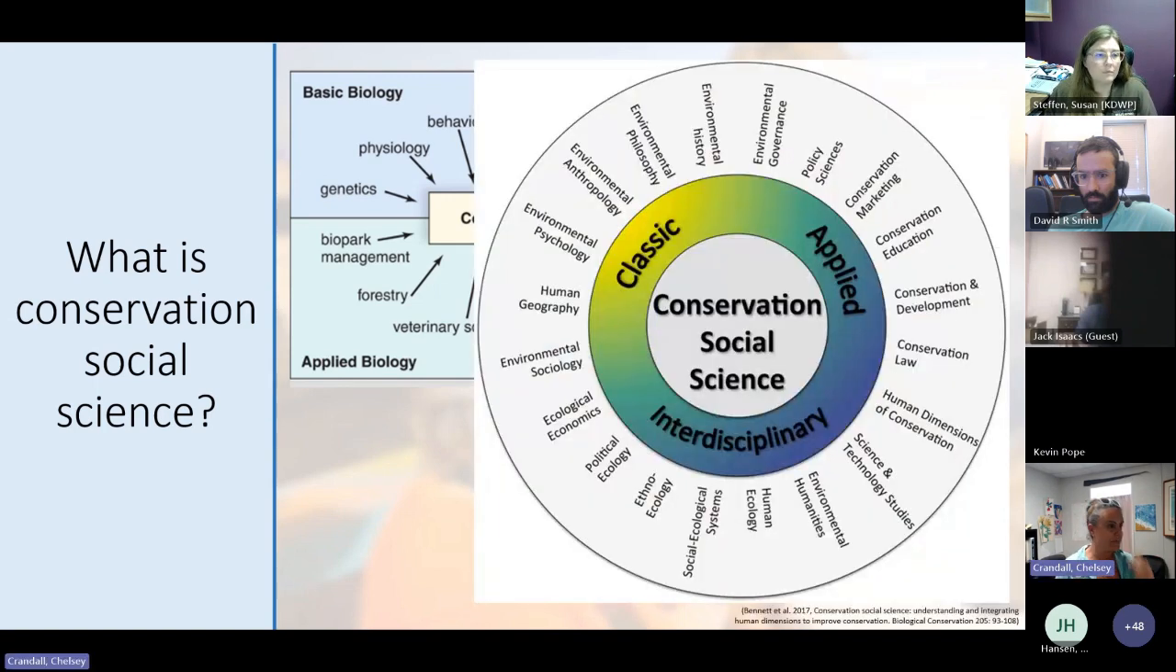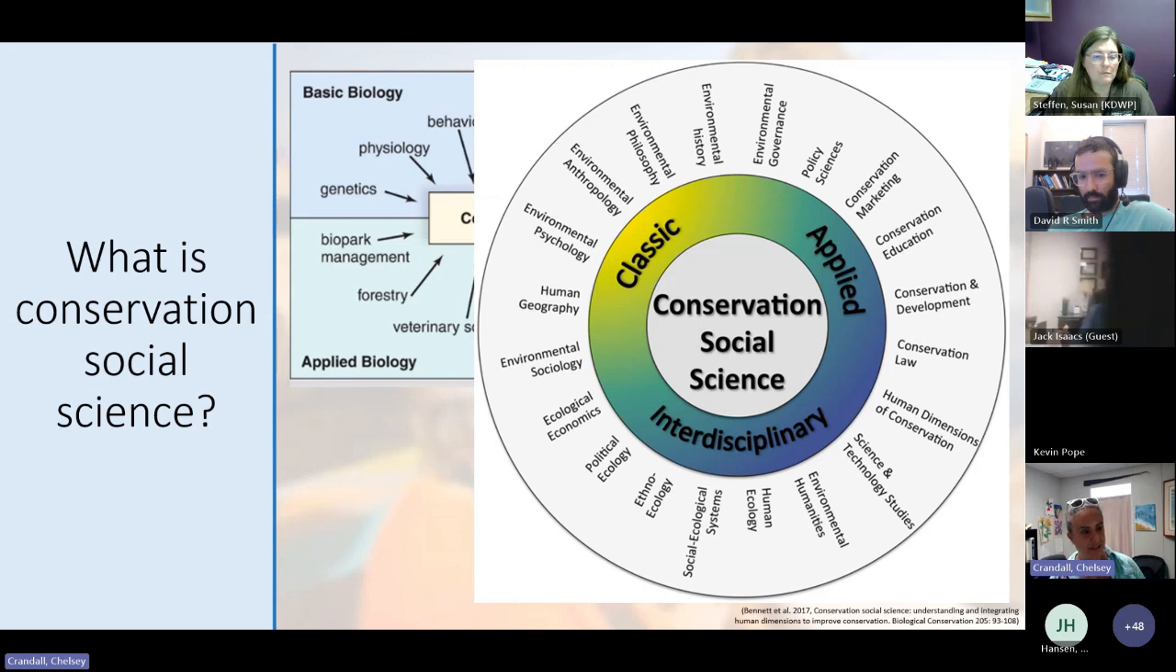It's the same when we talk about conservation social science. There are lots of disciplines, lots of areas of specialty that fall within this big umbrella of conservation social science. So you might recognize some of these, like sociology, anthropology, psychology, political science, and a whole bunch more.